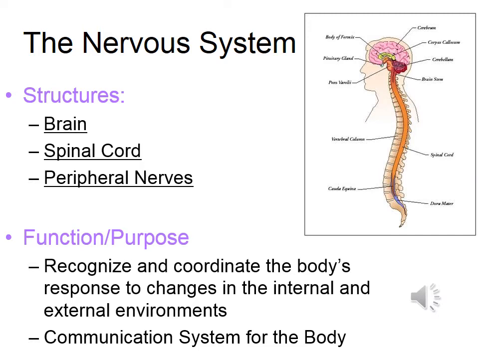The function is to recognize and coordinate the body's responses to changes in internal as well as external stimuli. So the nervous system gets you to coordinate and make sure that every body system is working together in order to maintain your homeostasis. And communication is the key to get all your organs to work together to make sure that you stay healthy.